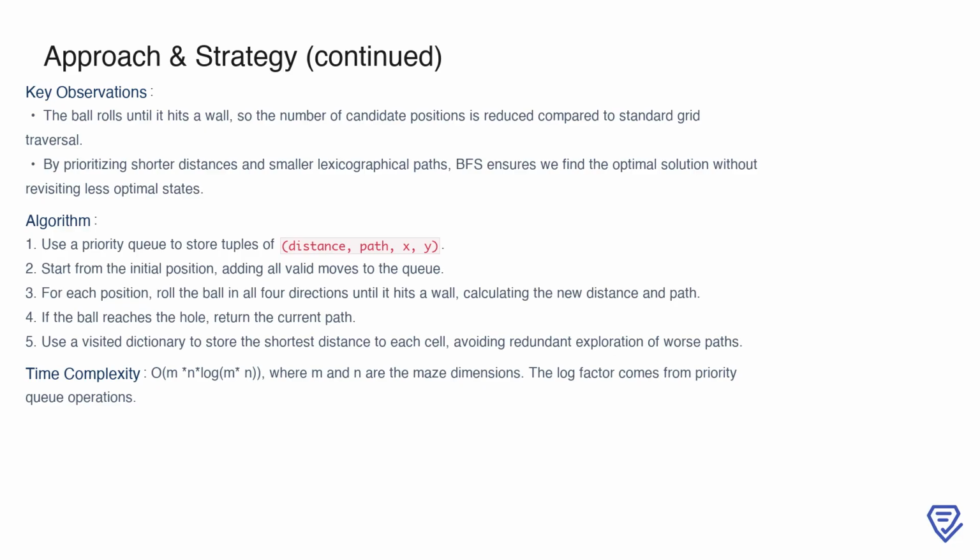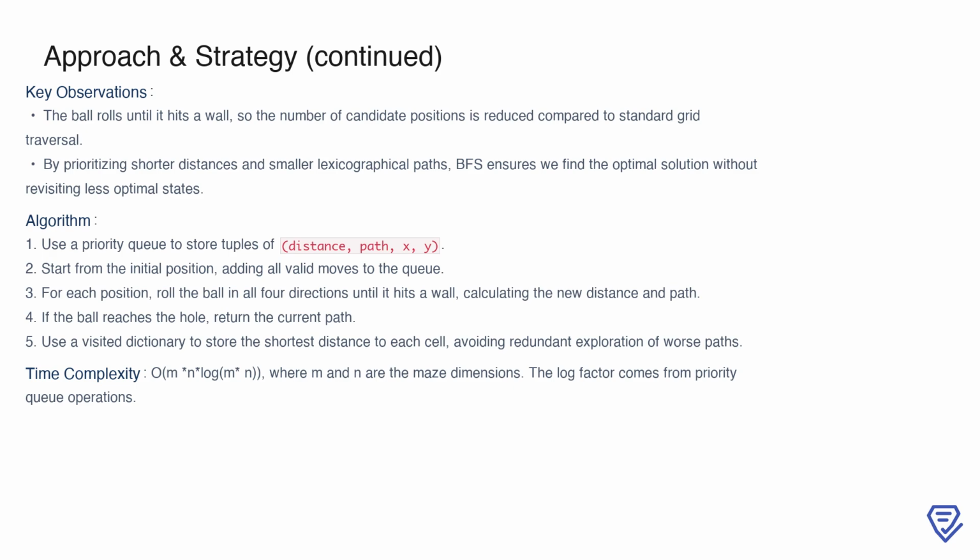A few key observations allow us to refine our approach further. Since the ball rolls until it hits a wall, the number of positions we need to evaluate is significantly reduced compared to standard grid traversal. By prioritizing shorter distances and smaller lexicographical paths, we avoid revisiting less optimal states.